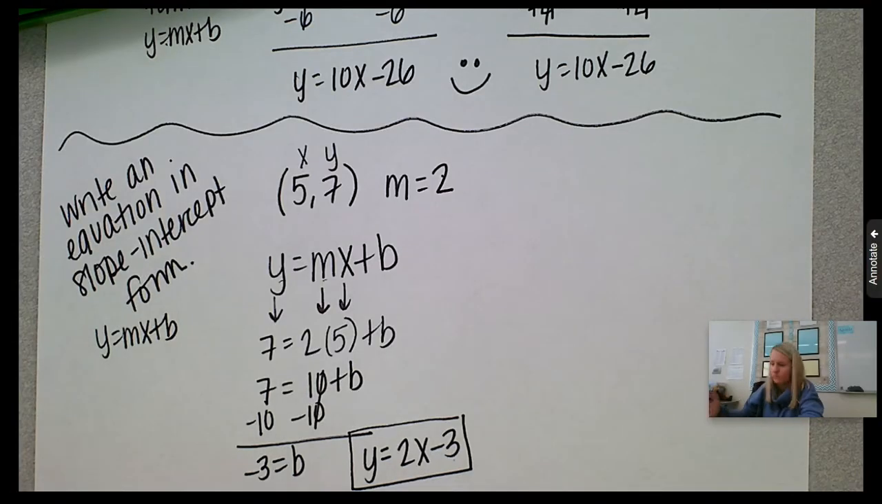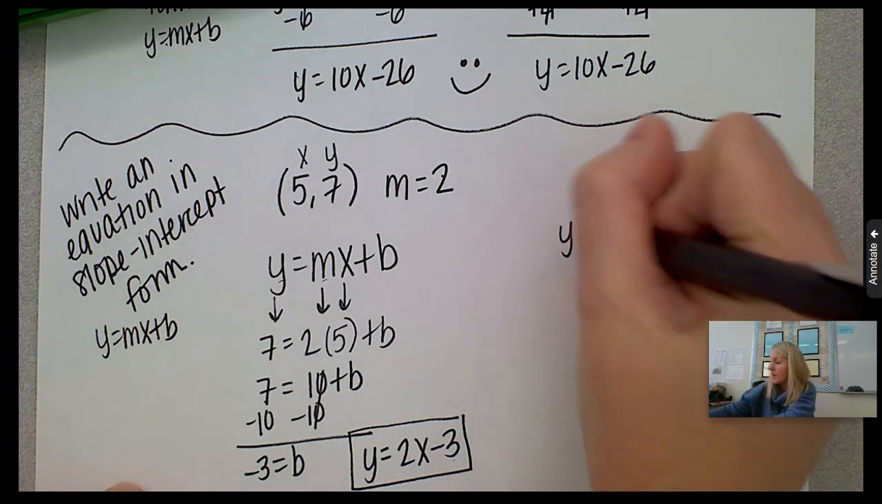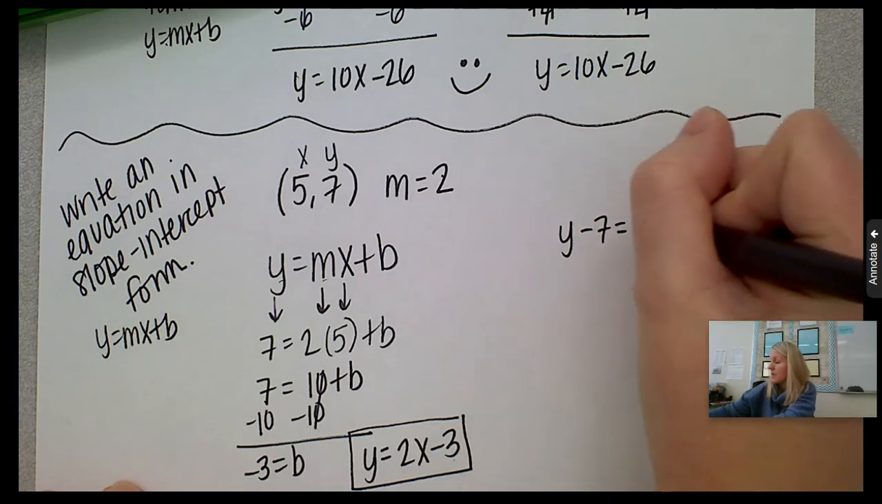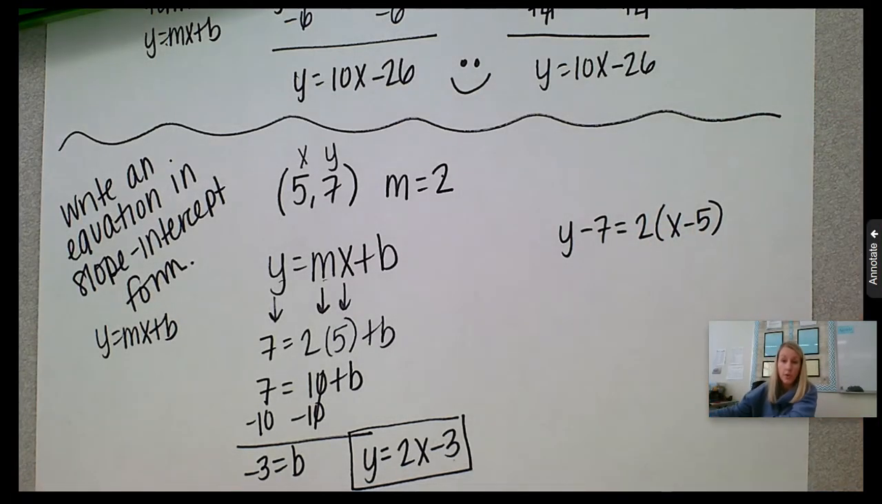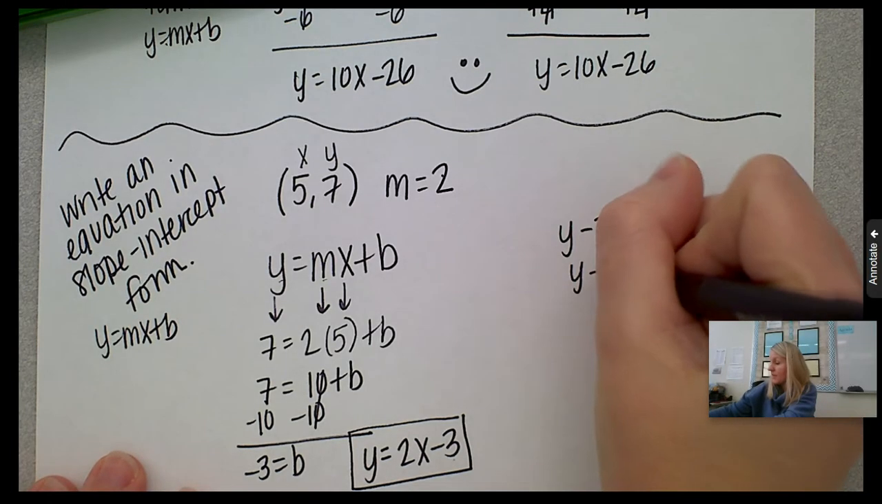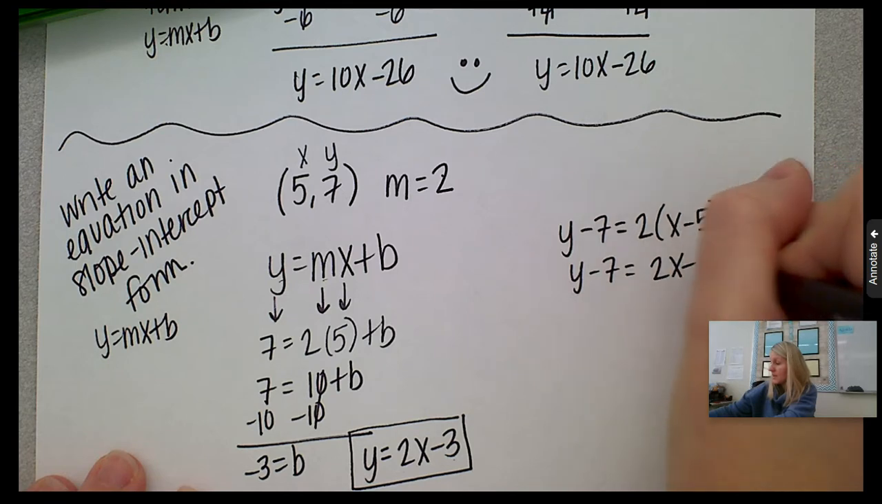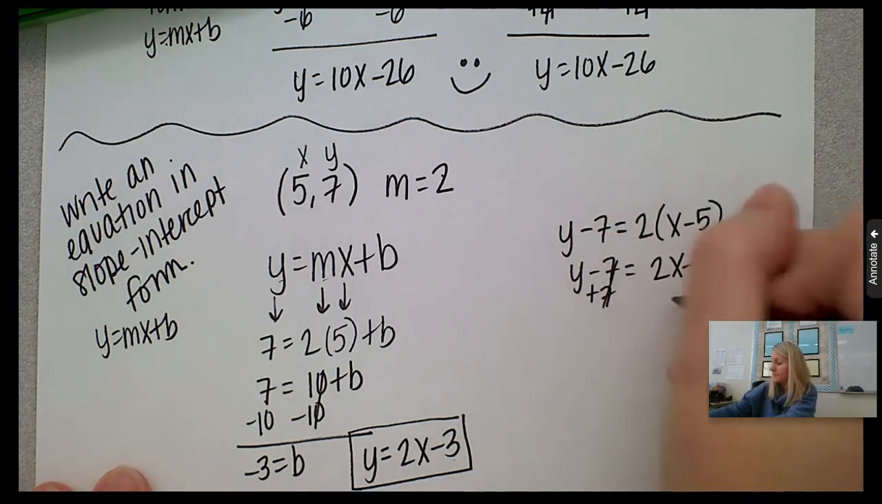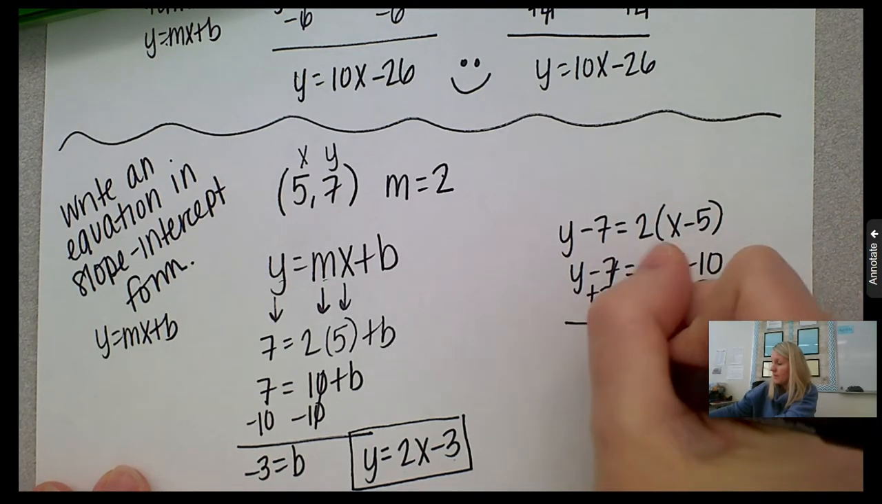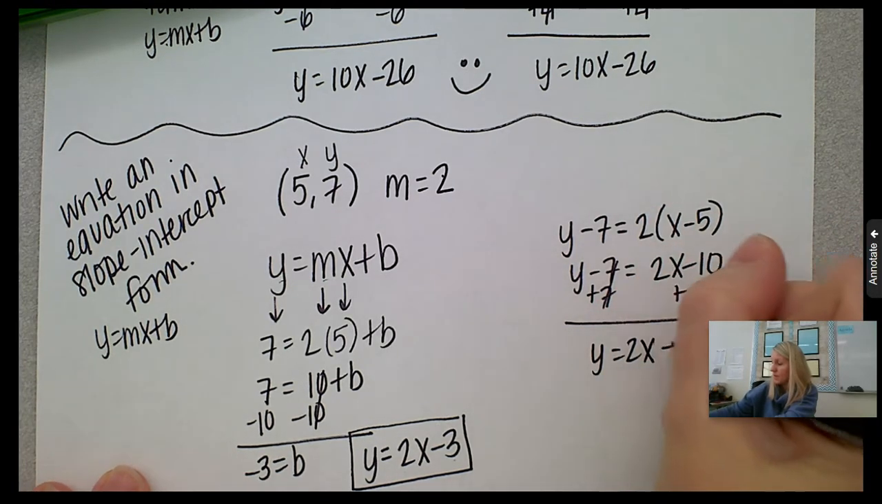I just don't like that way. I would say, oh, point slope. Let's plug it into point slope. y minus 7 equals m times (x minus 5), so 2 times (x minus 5). That would be point slope form. And then I like to just rearrange it. y minus 7 equals 2x minus 10. Move the 7. y equals 2x minus 3.